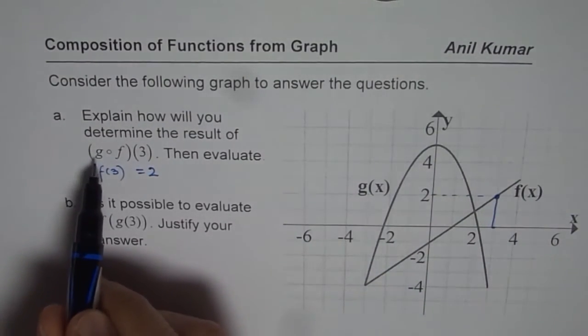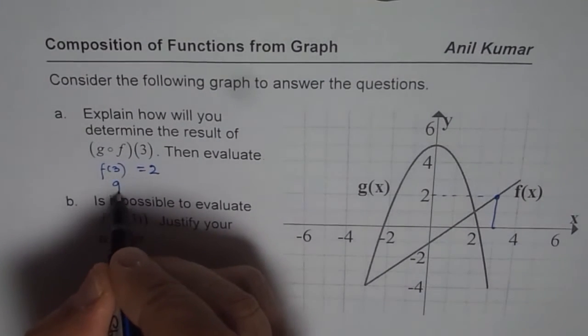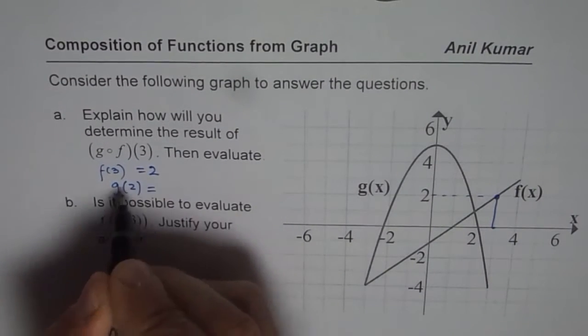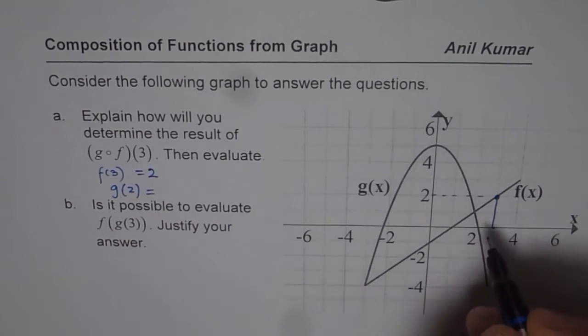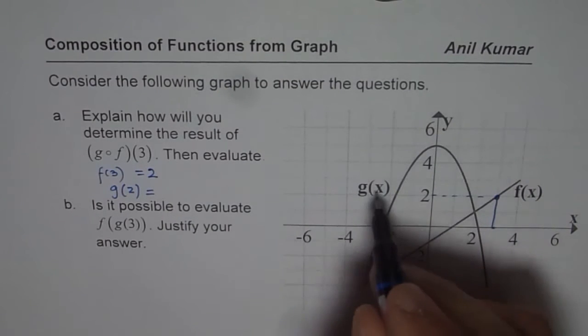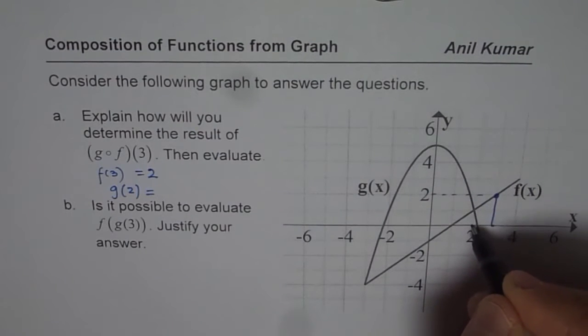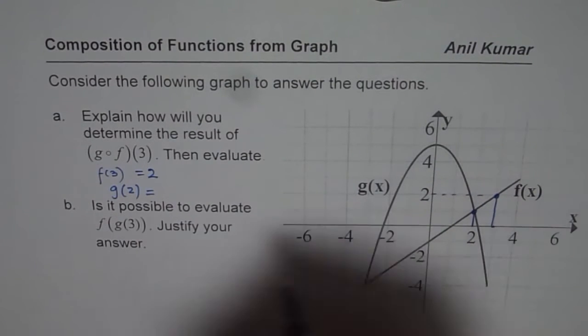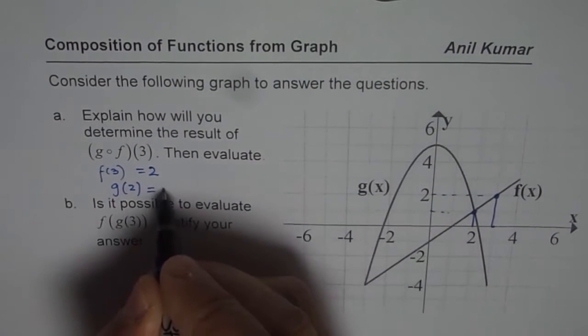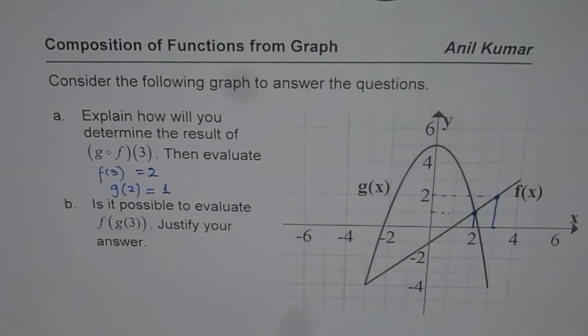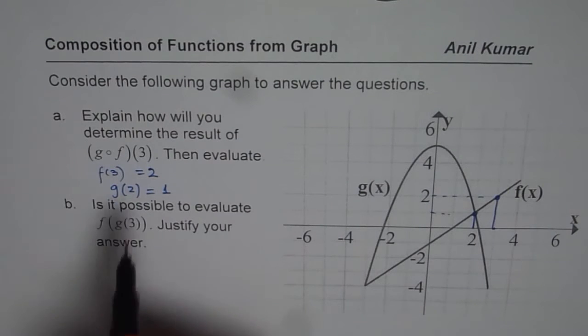Now when I say g of f of 3, that means g of 2. So at 2, let us find the value of function g of x. It's just the parabola. At 2, it is this point, so that is equal to 1. That is how we find the value. So composite functions can be evaluated from the graph as shown here. Now let's look into the second example. I hope that is clear.